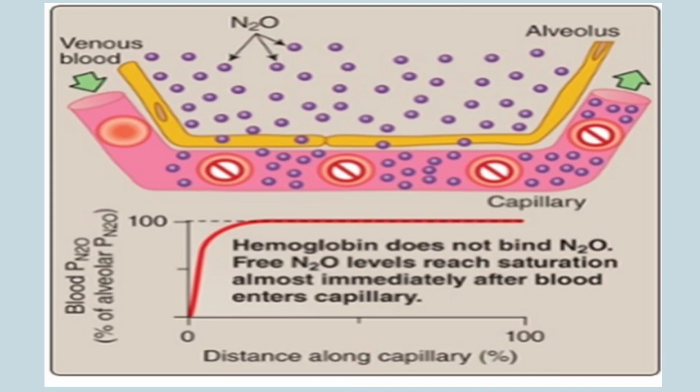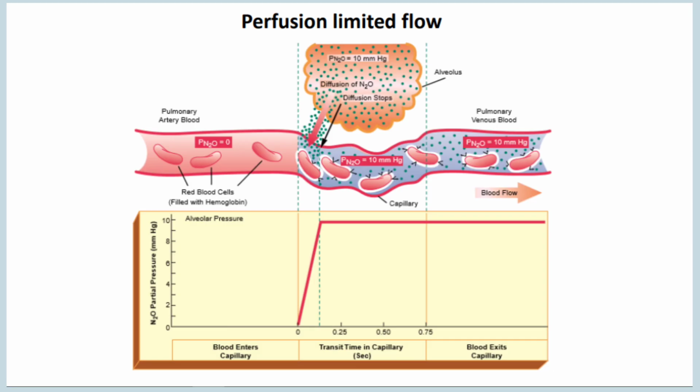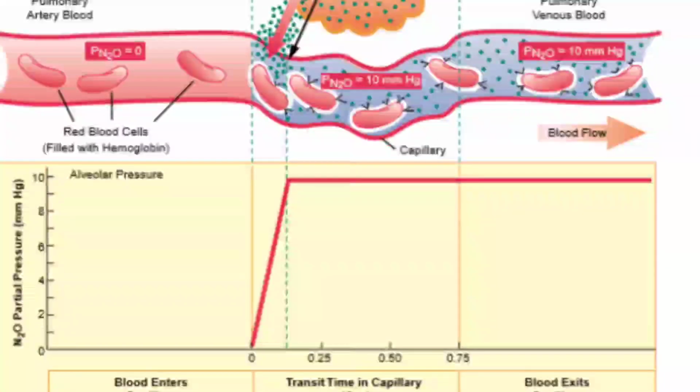So the free N2O level will be there, it will not form a bound component, and it will reach an equilibrium or saturation almost immediately after the blood enters the capillary. From here you can see that along the x-axis they have plotted the time, along the y-axis the partial pressure. We can see that it is not 0.25 second, it is only 0.1 second that it has come to an equilibrium, that is, all the nitrous oxide has entered, it has been captured. So there is no P1 minus P2 gradient.